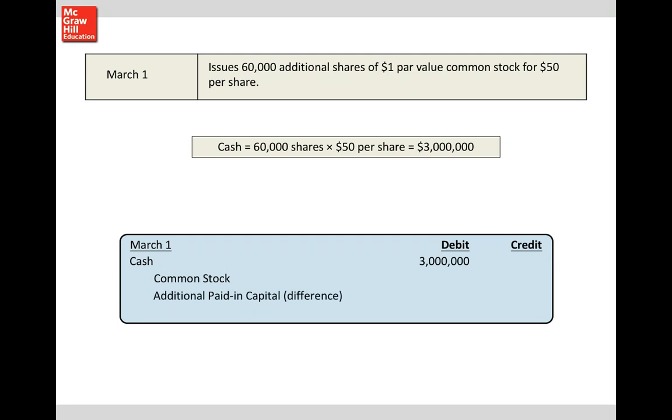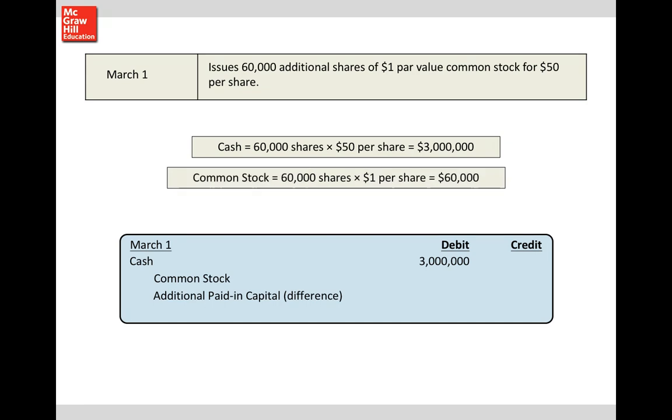The remainder will involve common stock and additional paid-in capital. Now, the common stock we will record at par value, so 60,000 shares at $1 per share is $60,000. The additional paid-in capital will be for the difference. So you take $3 million minus $60,000 to get $2,940,000. This is issuing common stock above par.